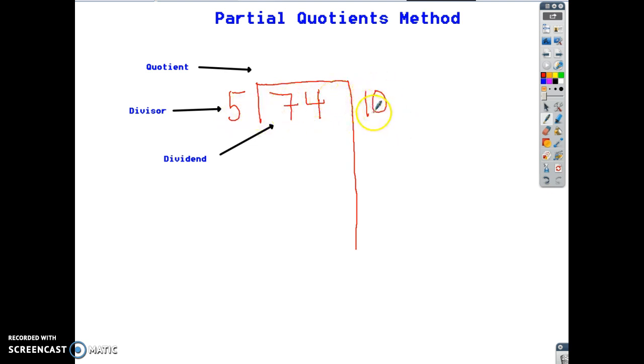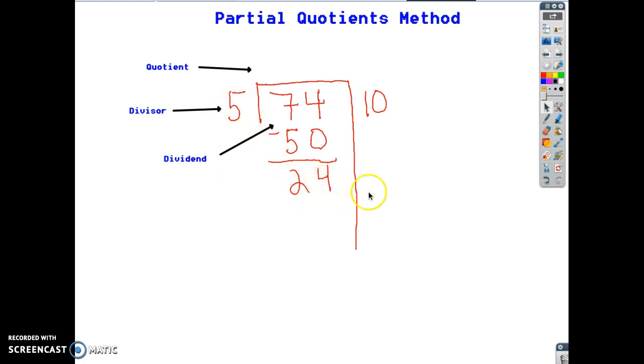Now whatever number you put here, you always multiply by your divisor. So 10 times 5 is 50, and that's why we do 10s or multiples of 5, because they're easy to multiply. And then you subtract it. 74 minus 50, so 4 minus 0 is 4, and 7 minus 5 is 2. So now, see, I've broken it down. I've got the first part done. I know 10 5s fit in there, so we got rid of 50, but now we still have 24 more to go. So now I have to think how many 5s fit into 24.